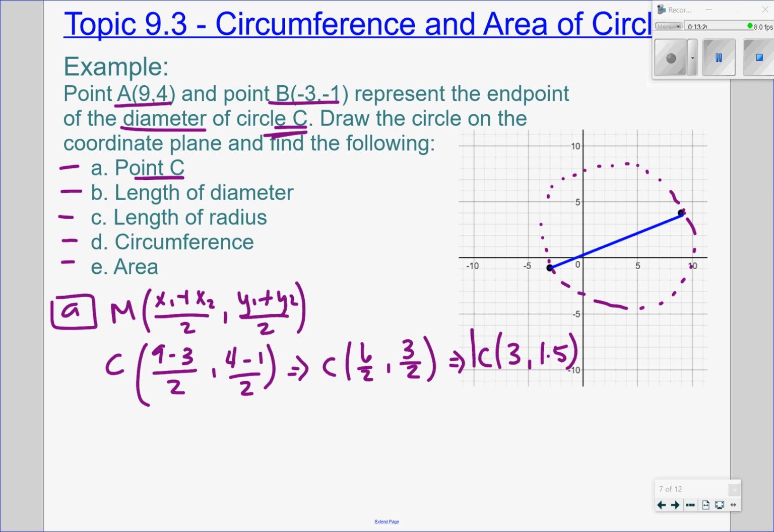Now that we've identified that as our center point, we could go ahead and graph that to be about right here, and we would call that point C. So now we know this is our radius, this is our radius, this whole blue line is our diameter.